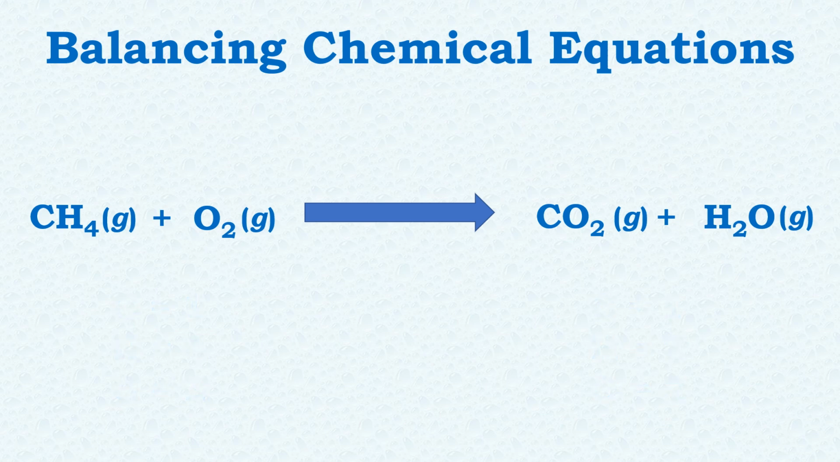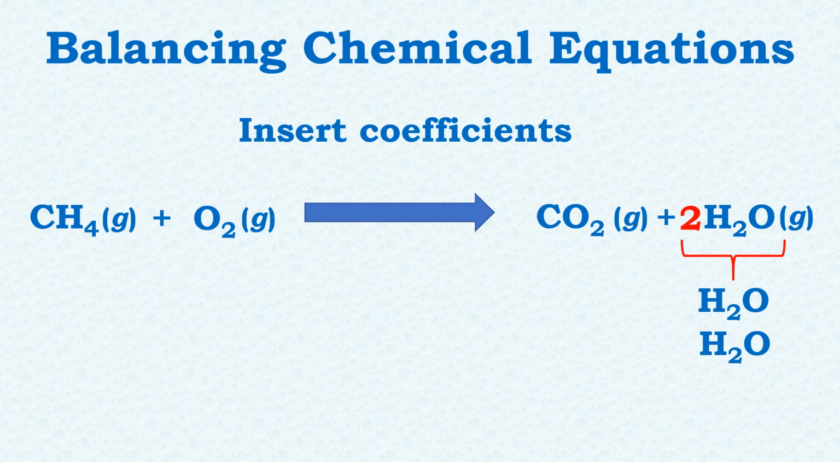We can never change the subscripts of the species. This would change the molecule. We can, however, insert coefficients in front of the species. For example, inserting a coefficient of 2 in front of water means that you multiply water by 2. Thus, you now have 2 water molecules in the balanced equation.